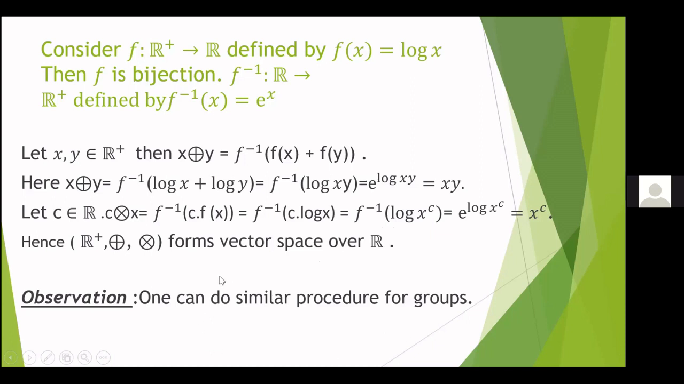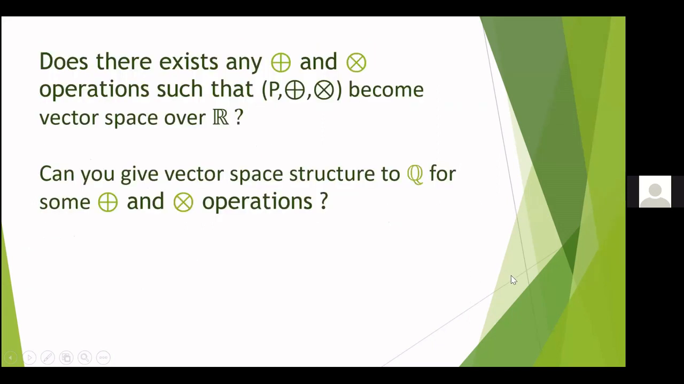If V is a set and you are able to make it a vector space, then you see that it is already a group, and an abelian group, for these plus operations. And there are two questions from my side. First, does there exist any addition and scalar operations such that, if P is the set of all prime numbers, P with plus and dot becomes a vector space over R? You should definitely think about that.